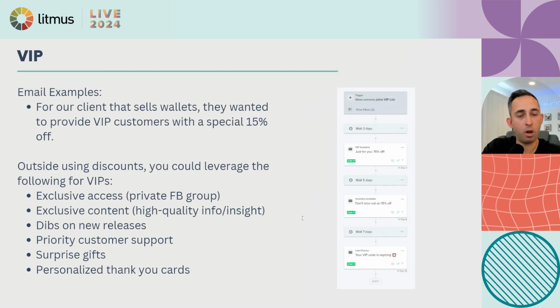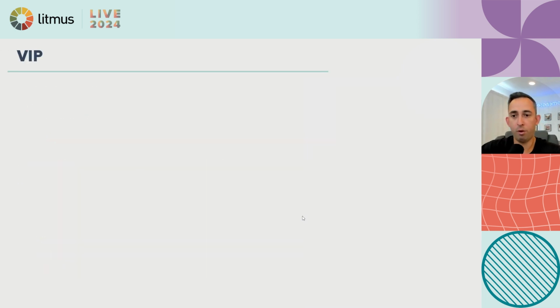Okay, so with this client here, I'm going to show you, they wanted to do a 15% off special VIP discount. They don't typically do discounts, so they wanted to give a VIP discount to their best customers. But outside of using discounts, I like doing exclusive access. So putting your VIPs into a Discord or a Facebook group, giving them exclusive content, so high quality info and insight, giving them first dibs on new releases, priority customer support, and then surprise gifts and personalized thank you cards. These are all things you can do to really show your appreciation above and beyond just a discount. So let's quickly go through these.